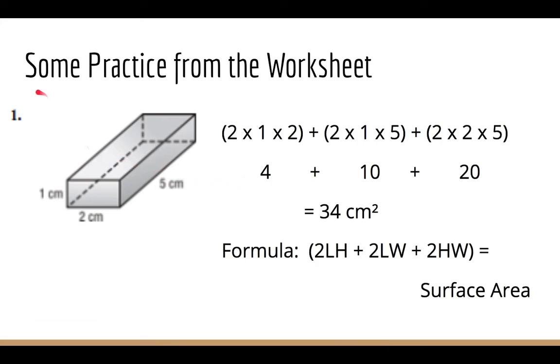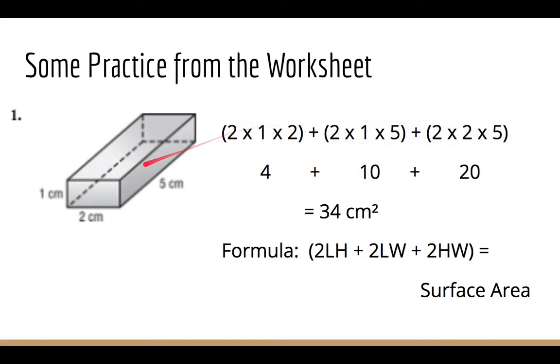So we're going to try with an actual problem. This is problem number 1 from your worksheet assignment. You have a rectangular prism that is 1 centimeter by 2 centimeters by 5 centimeters. So it's 1 times 2. The 1 comes from here, the 2 comes from here, and then you double it. 1 times 2 is 2, 2 times 2 is 4. 1 times 5, the 1 comes from here, the 5 comes from here. 1 times 5 is 5, and then you double it. So that's going to give you 10.